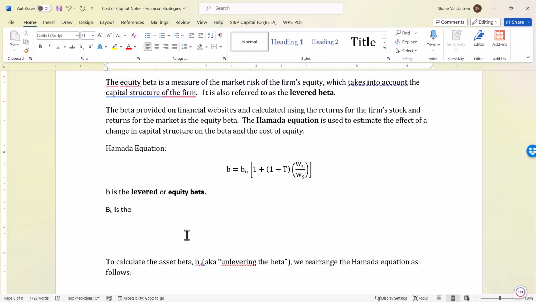Sorry about that. There we go. And I think I may have said equity beta. I meant to say asset beta.